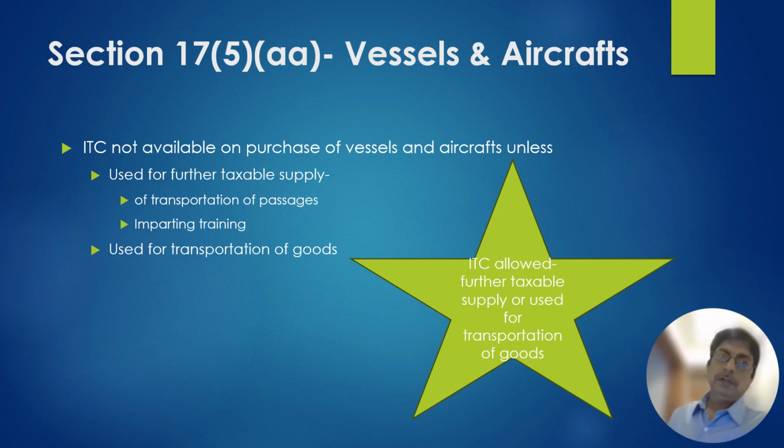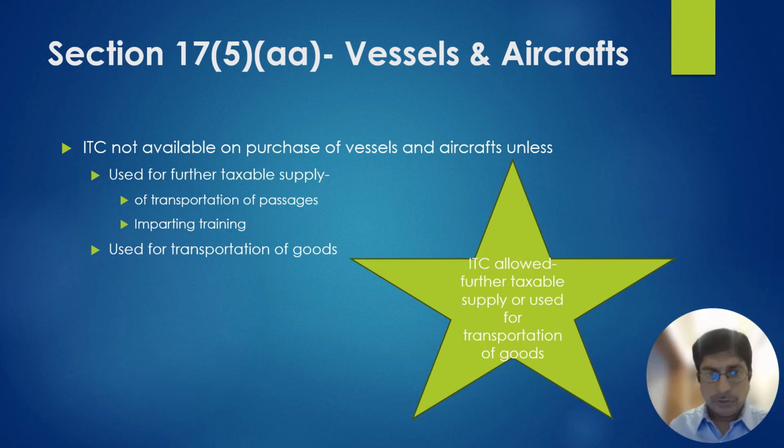Next point, section 17, subsection 5, clause AA, vessel and aircraft. On purchase of vessel and aircraft, the GST levied is a cost to the business. The GST credit is not available. However, there are certain exceptions when the GST credit is available. First, when it is used for further taxable supply of transportation of passengers.